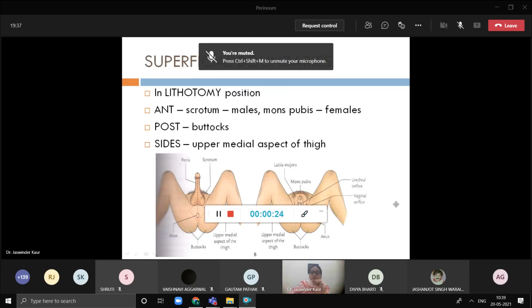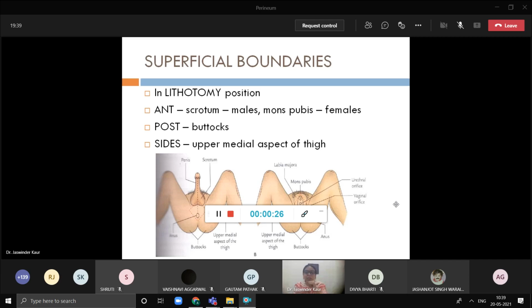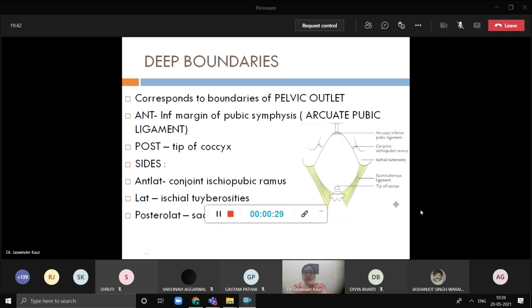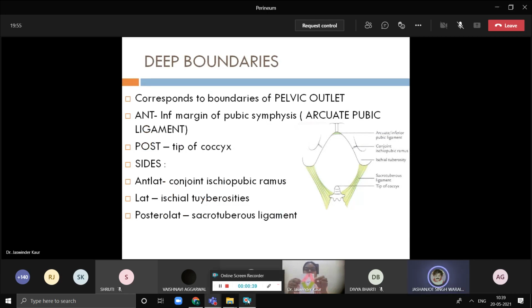Now we are going towards the deep boundaries. The deep boundaries are formed by the pelvic outlet, right? Now here I have drawn the pelvic outlet. Can you see this?